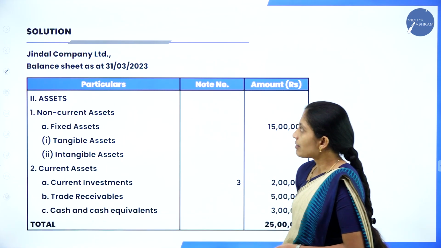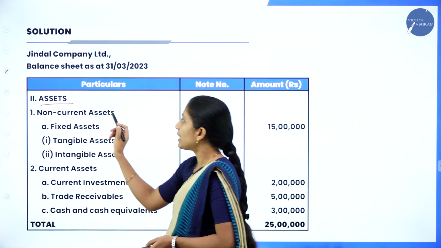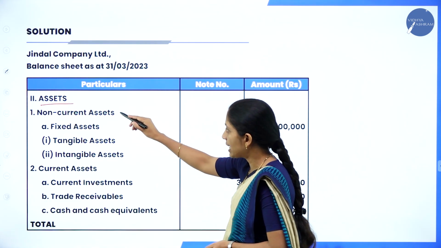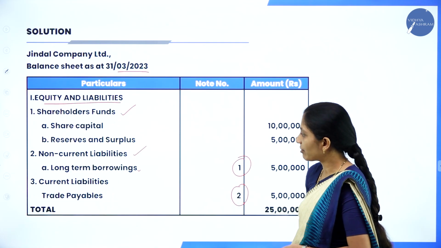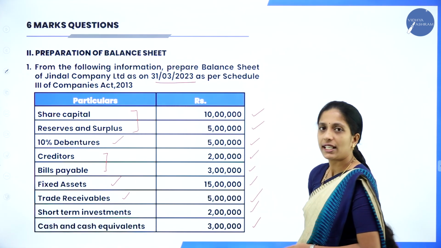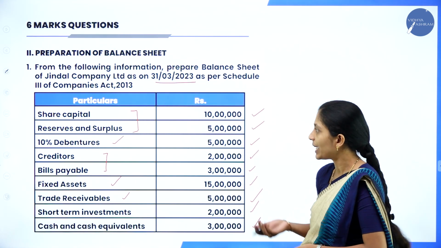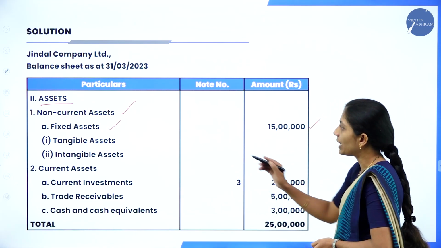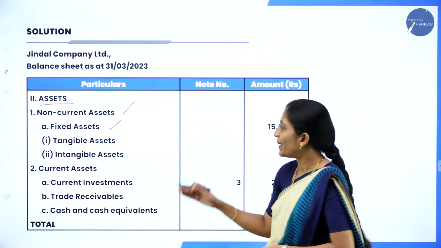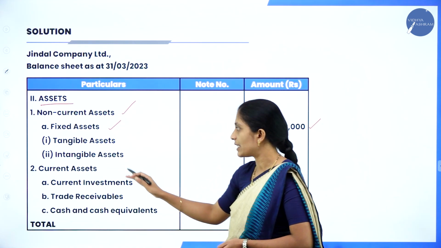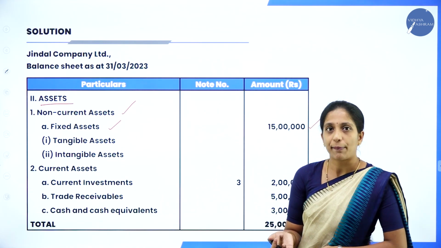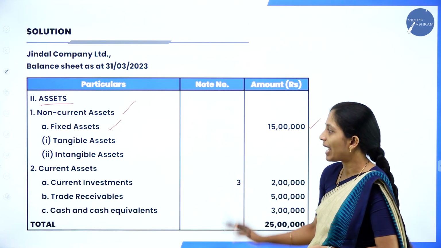The second is assets. Under that, the first one is non-current asset. Under that, the A is fixed asset. Fixed asset they have given us directly, that is 15 lakh, so no need to prepare the note. You will write directly fixed asset 15 lakh. The first one is tangible and intangible. You can segregate them into tangible as well as intangible, but they have not given you separately, so you can just leave it blank here.